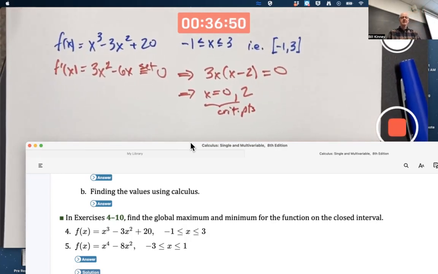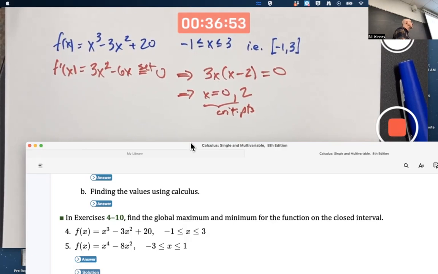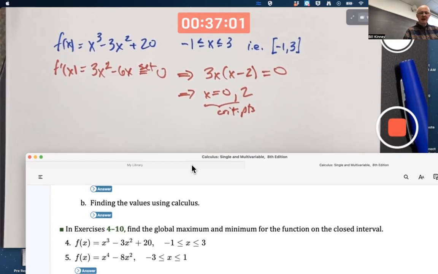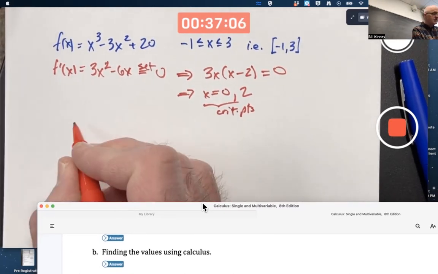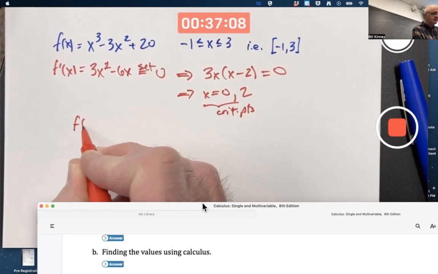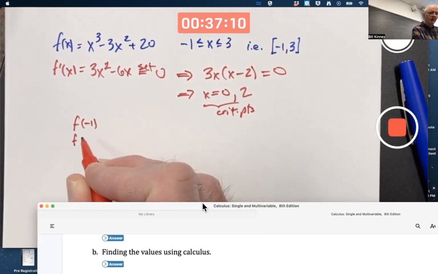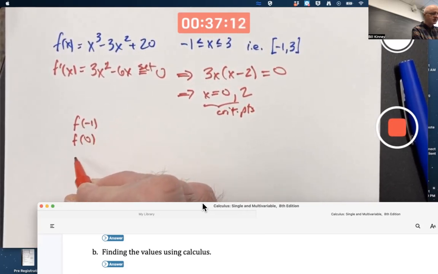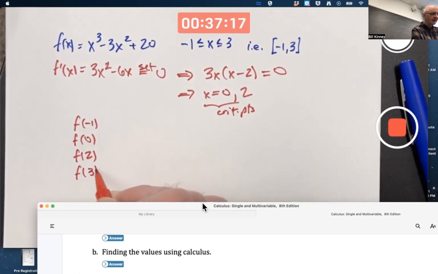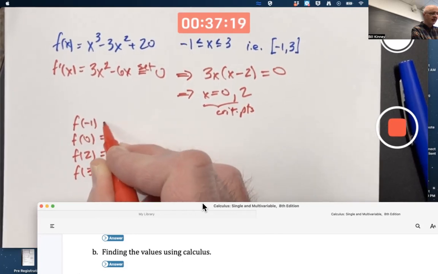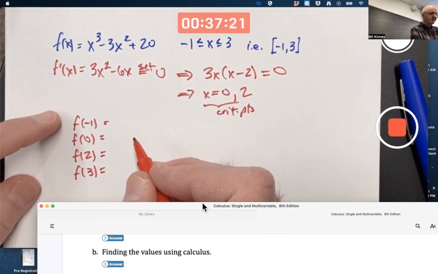Both of them are in the interval from -1 to 3. So we do need to use both of them. We do need to check the function values at these two critical points and at the endpoints. So you don't have to make a number line. You don't have to find the second derivative. Just find function values. Plug in -1, the left endpoint, plug in 0, the first critical point, plug in 2, the second critical point, and plug in 3, the right endpoint. Into the function, see what you get.